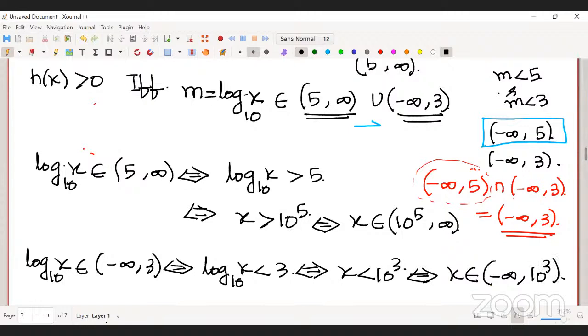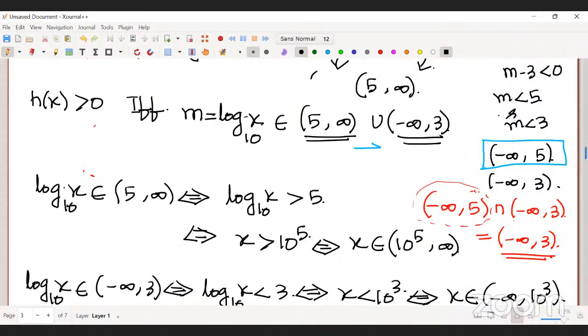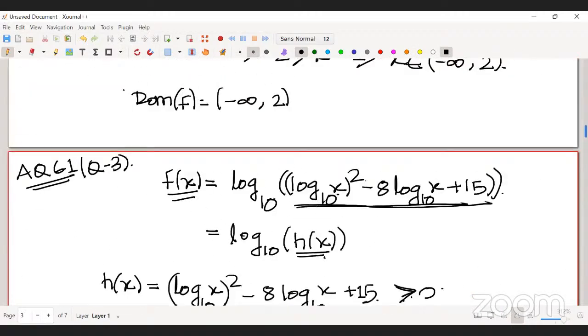Is it clear how actually we are getting the range? Sorry, not range, the domain of this function. Yes. Okay, so now, yeah.